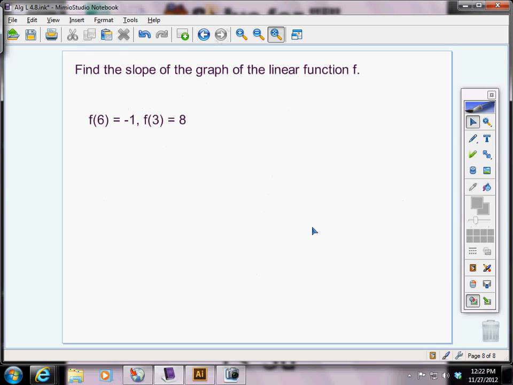Alright, now a second ago I talked about finding slope. It says find the slope of the graph of the linear function f. And now we're given this information and your first thought is probably, I can't find slope, I don't have enough information. Well, remember, slope is the difference in our y's, y2 minus y1, over x2 minus x1.